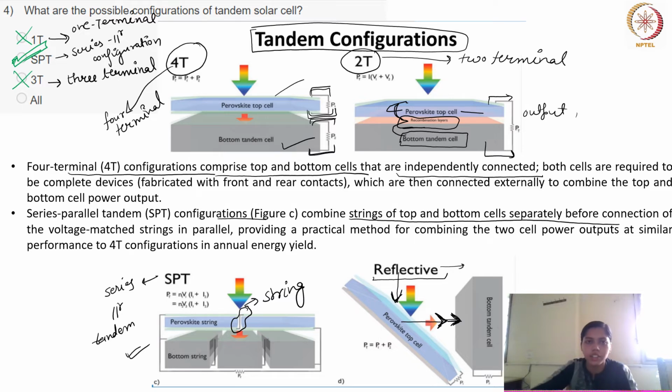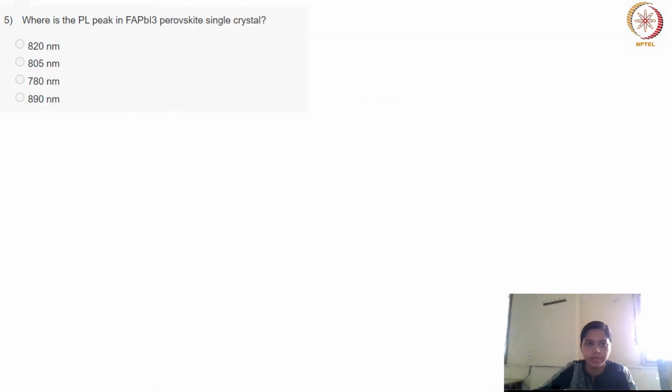Okay, so now let's move on to the next question. The next question is, where is the PL peak in the FAPbI3 perovskite single crystal?